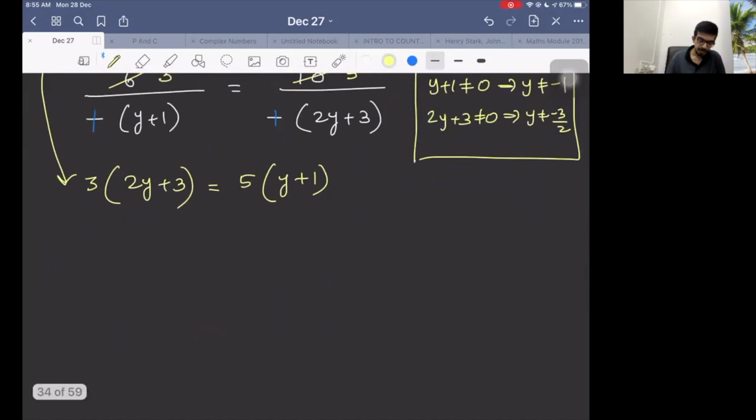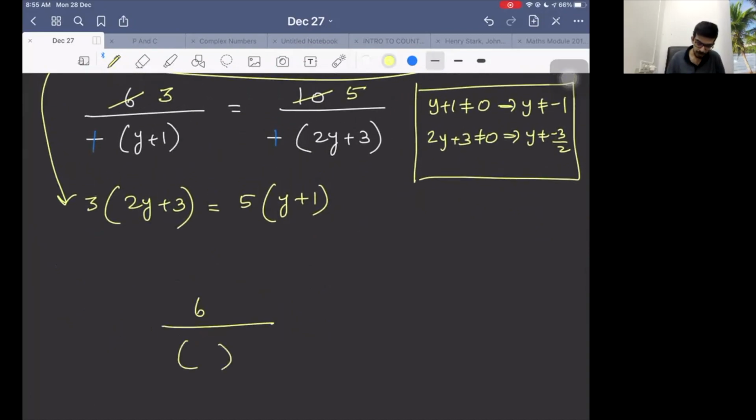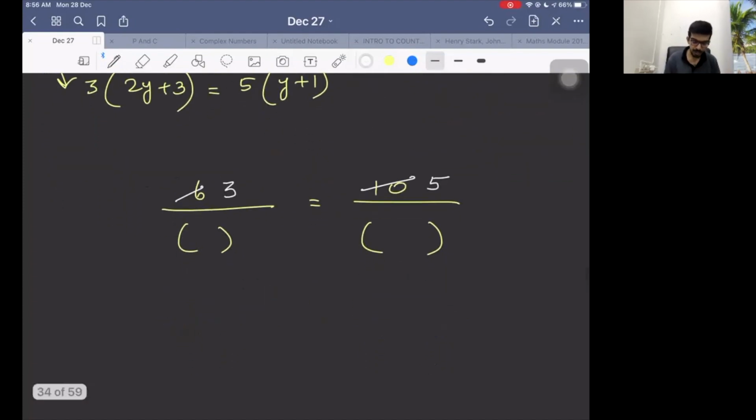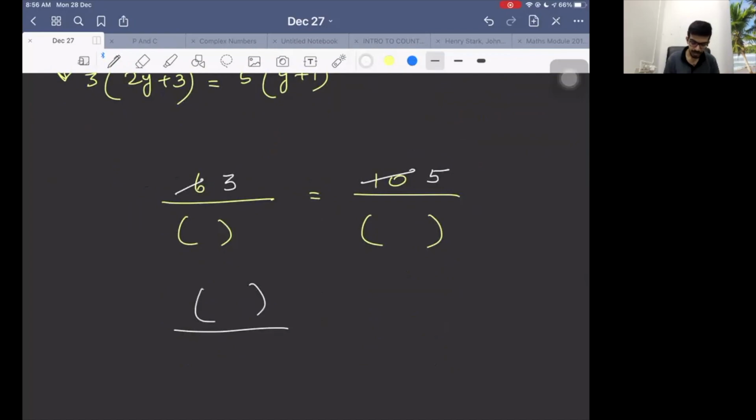If you have 6 divided by something is equal to 10 divided by something else, you can basically cancel off 2 on both sides of the numerator. This will be 3 and this will be 5. You can cancel off terms from the numerator alone. Similarly, say you have something divided by 10 here, and something divided by 15 here. In this case, you can get rid of 5. So this is 2, this is 3.